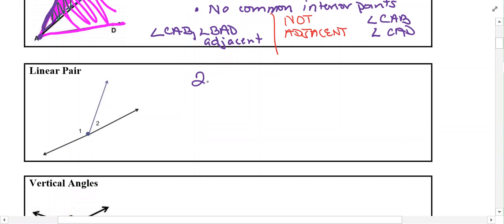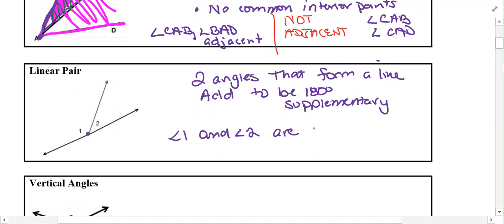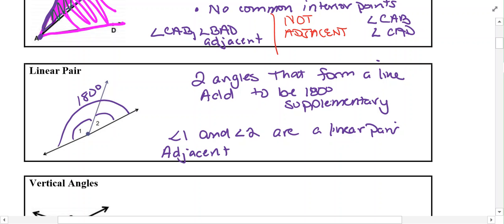A linear pair is two angles that form a line. So they add to be 180 degrees. So therefore they're supplementary. So in this picture, angle 1 and angle 2 are a linear pair. They have to be adjacent. So angle 1 and angle 2 together, they equal 180 degrees, and they form a line.